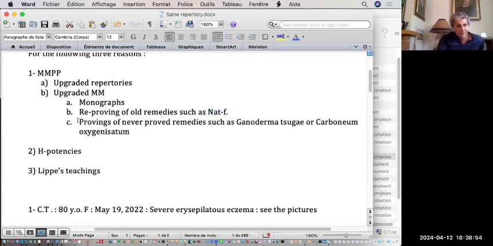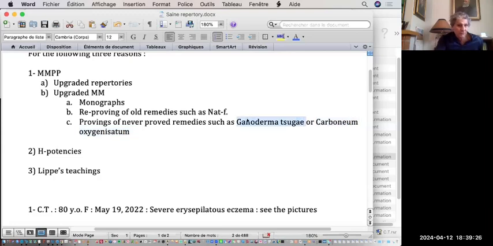Another are remedies that have never been proved, like, for instance, Carbonium oxygenatum, which is carbon monoxide, in Allen's encyclopedia. It's not very present in the repertory. Almost no rubric in the repertory. If I remember, there were maybe less than 100 rubrics in the repertory. Now there's over 1,000 for sure. And so that was a remedy that was in Allen just based on intoxication of carbon monoxide.